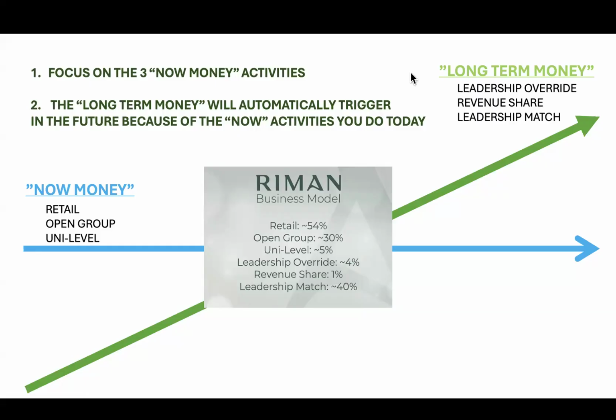So what you have to understand is the long-term leadership override, rev share, and leadership match are all correlated to the money-making activities that you do here. So in reality, all we really need to focus on now is the now money, which is the retail, the open group, and the uni level. I'll go over everything, but I will go over the first 3 parts of the now money.